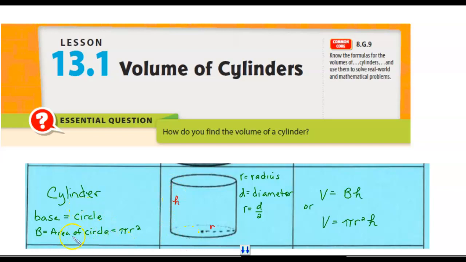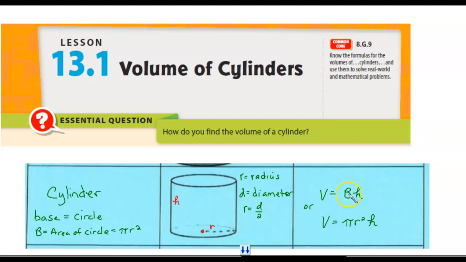You'll notice that the area of a circle, if you'll remember, is pi times radius squared. And your radius is always found here. It's always from the center point out to the edge. Sometimes you'll see a diameter which goes all the way across, and we know that radius is half of the diameter.